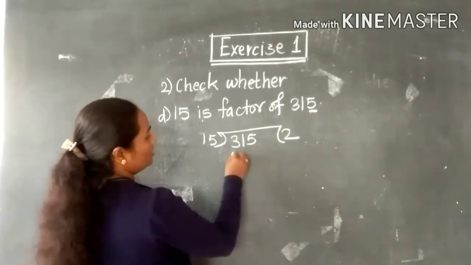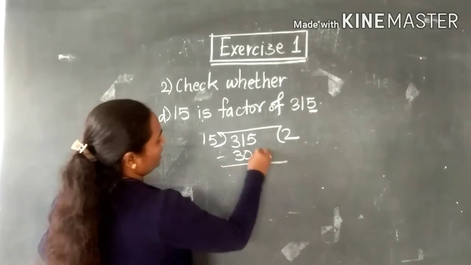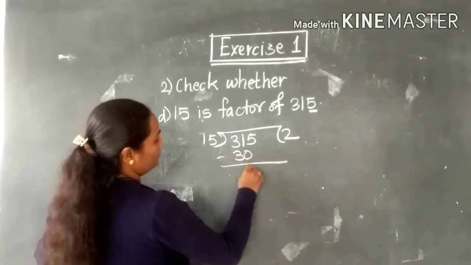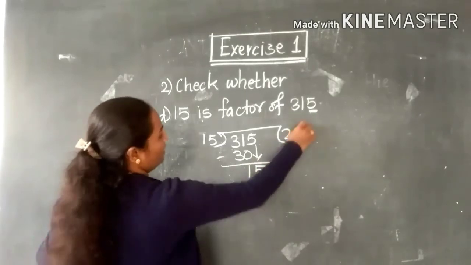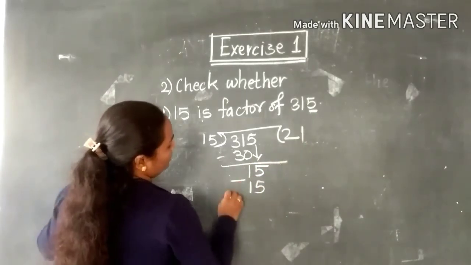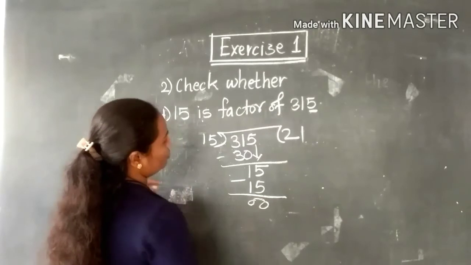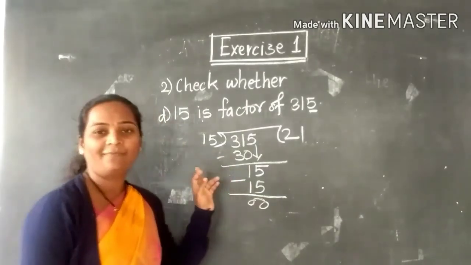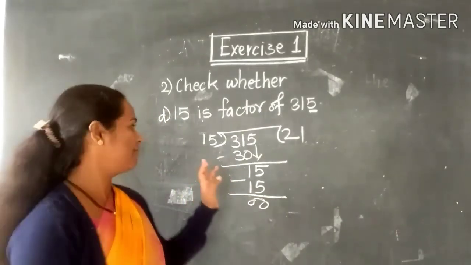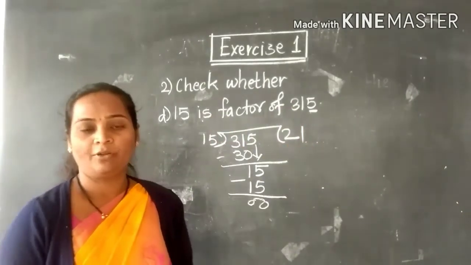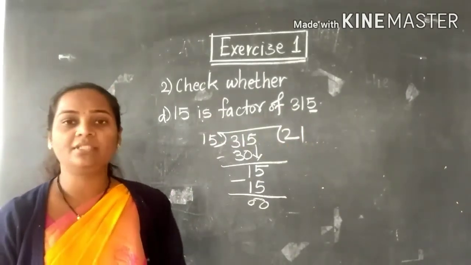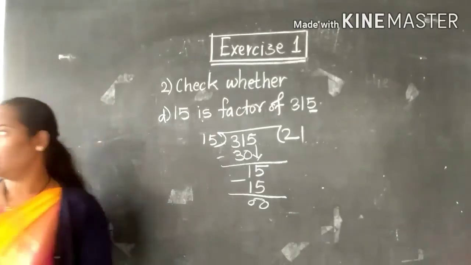15 twos are 30. 31 minus 30, we get 1. Then 5 we have to put here. 15 ones are 15, 0 0. That means 15 is a factor of 315. It has been proved. Okay. We will turn towards the next question, that is question number 3.